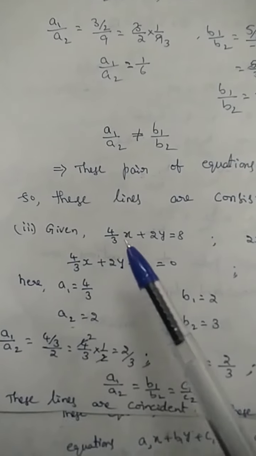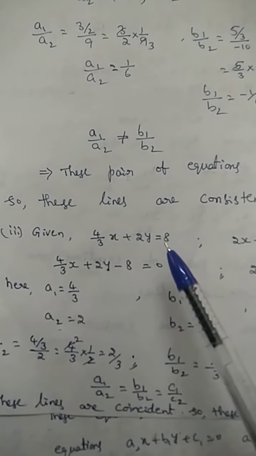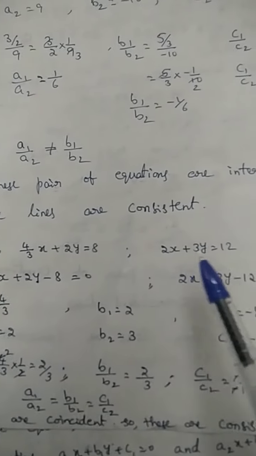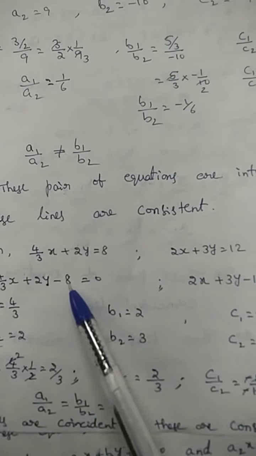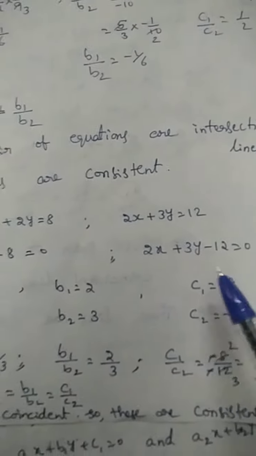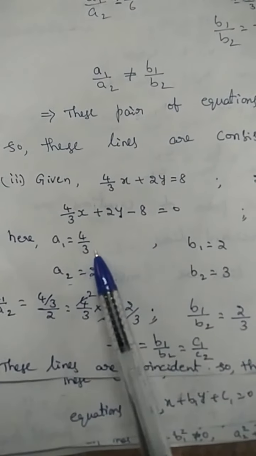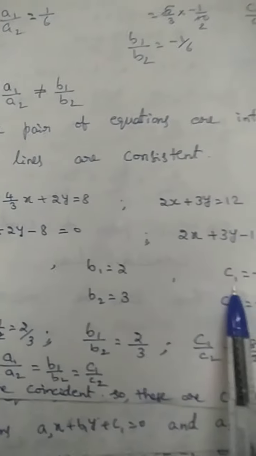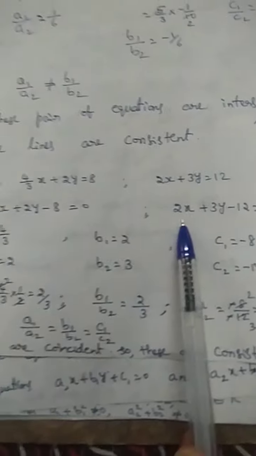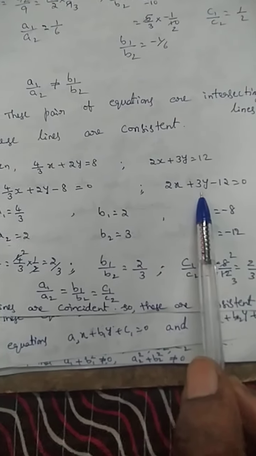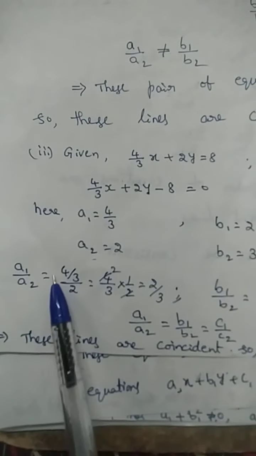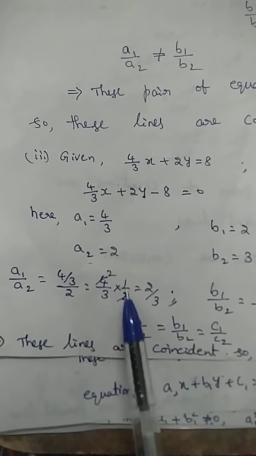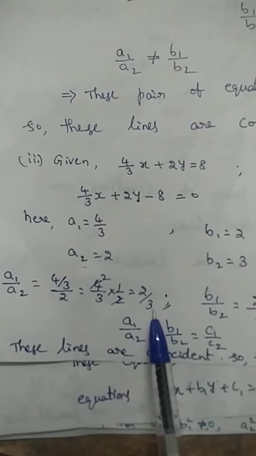Coming to the third question. Given 4/3x + 2y = 8 and 2x + 3y = 12. Transpose the 8 to the other side: -8, and the 12: -12. Here a1 = 4/3, b1 = 2, c1 = -8. a2 = 2, b2 = 3, c2 = -12. Comparing the ratios: a1 by a2 is 4/3 by 2, which is 4/3 into 1/2. By simplifying, the result is 2/3.